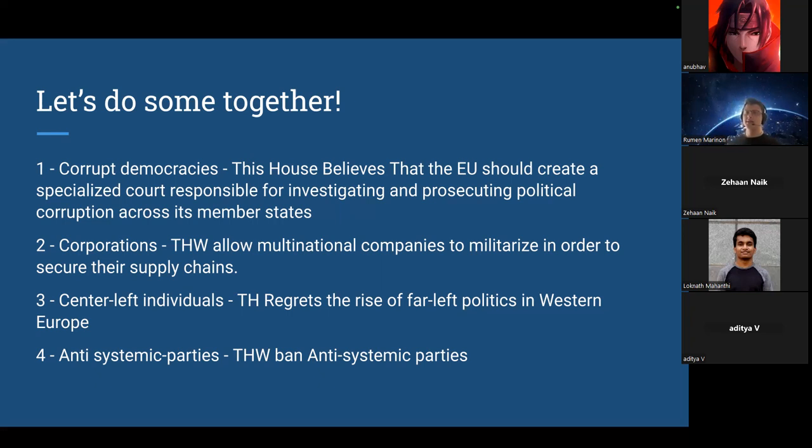Is it that the moderates are slowly leaning towards the right because of the rise of far left politics? Yes, they're moving more to the right. That's the point of the characterization. That's the argument. All right. So let's characterize center left individuals. What are they like?